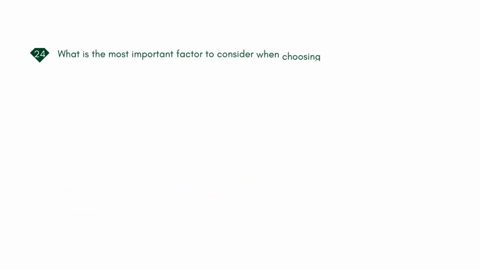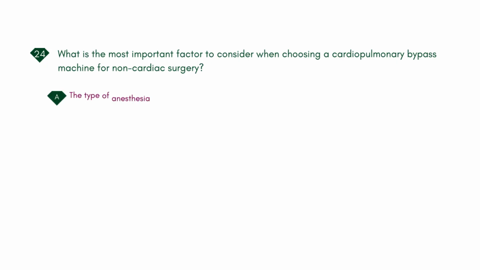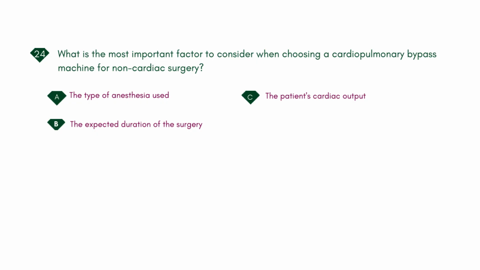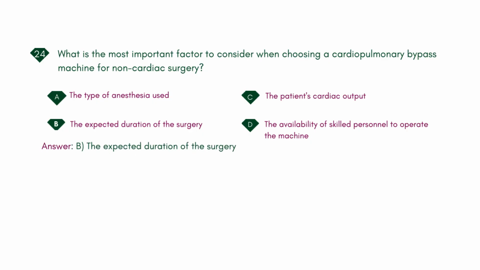What is the most important factor to consider when choosing a cardiopulmonary bypass machine for non-cardiac surgery? A. The type of anesthesia used. B. The expected duration of the surgery. C. The patient's cardiac output. D. The availability of skilled personnel to operate the machine. Answer: B. The expected duration of the surgery.